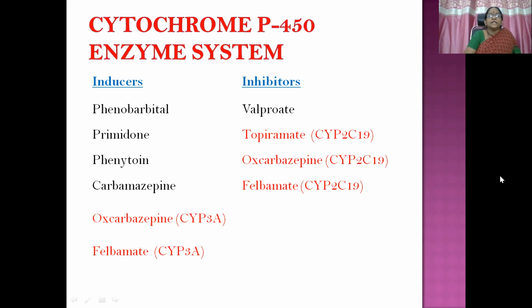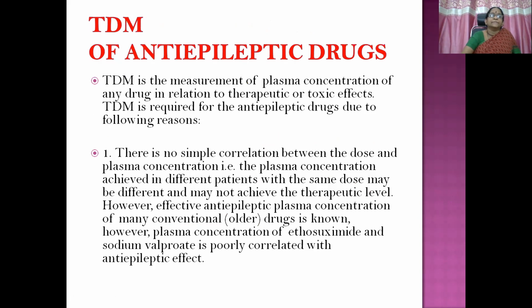So enzyme inducers and inhibitors among anti-epileptic drugs: the inducers are phenobarbital, primidone, phenytoin, carbamazepine, oxcarbazepine, and felbamate. The inhibitors are valproate, topiramate, oxcarbazepine, and felbamate. Oxcarbazepine induces CYP3A and inhibits CYP2C19. Felbamate induces CYP3A and inhibits CYP2C19. That is the difference. This can be asked in your viva voce: enzyme inducers and enzyme inhibitors among anti-epileptic drugs.